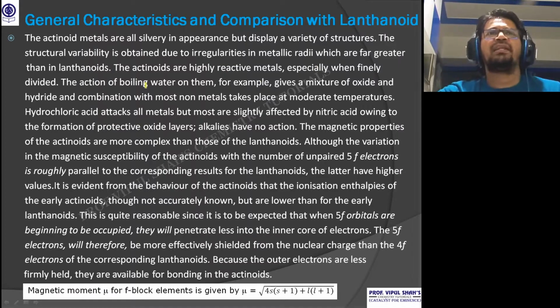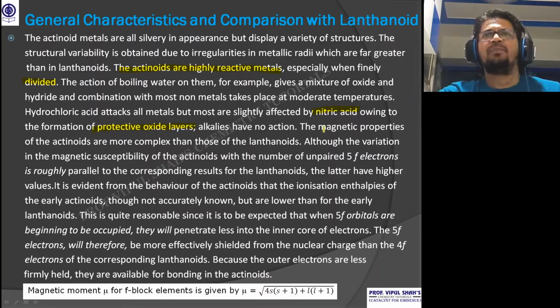The actinoids, it says, are highly reactive, especially in the finely divided form, because for metals the surface area will be more. Then they form oxides on reaction. Hydrochloric acid reacts with all the metals, but most are only slightly affected by nitric acid, because we all know nitric acid forms a protective layer of oxide on the surface. That explains the passive part.